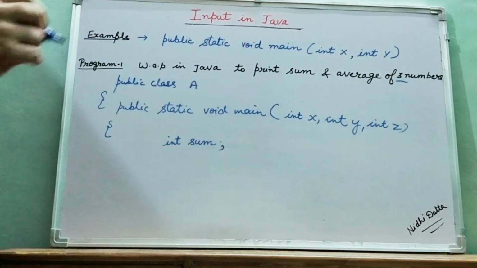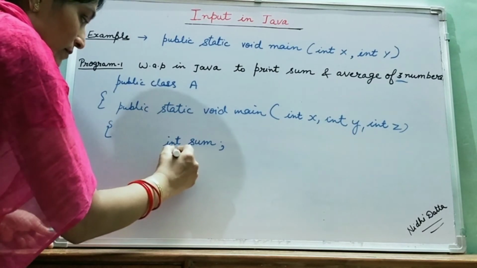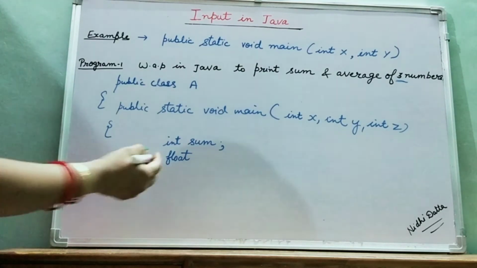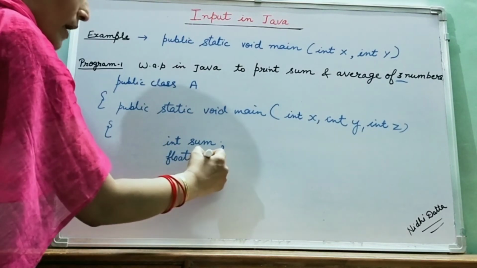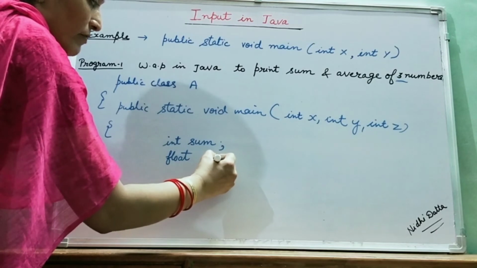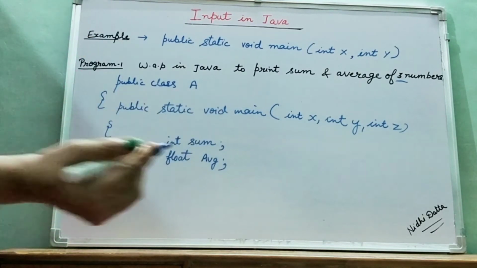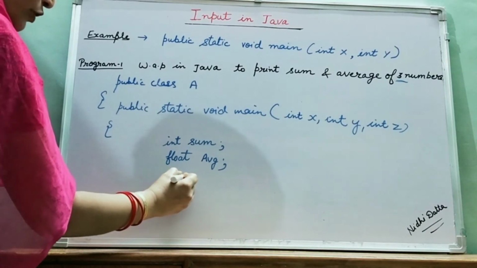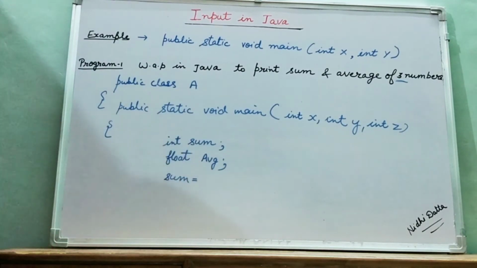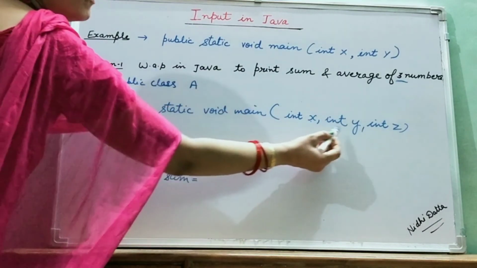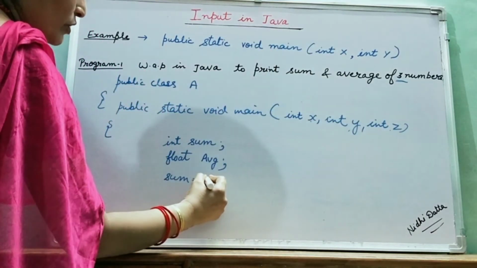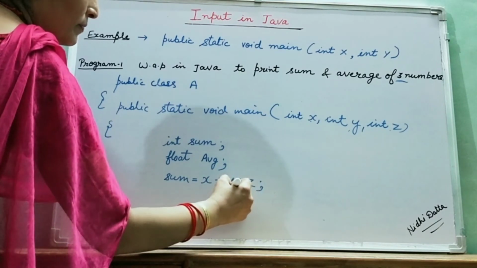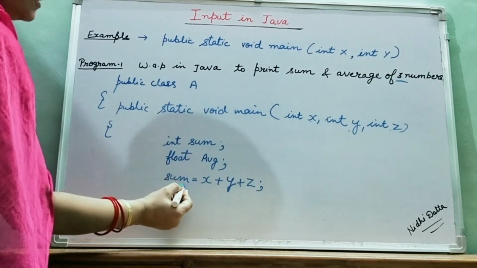Open the curly braces, and for the sum take one more variable, int sum, semicolon. Then for the average take a variable with data type float, since it may be a decimal. Take avg as the variable. When the user enters numbers, they are stored in x, y and z. Then sum is equal to x plus y plus z. The sum is stored in this variable.